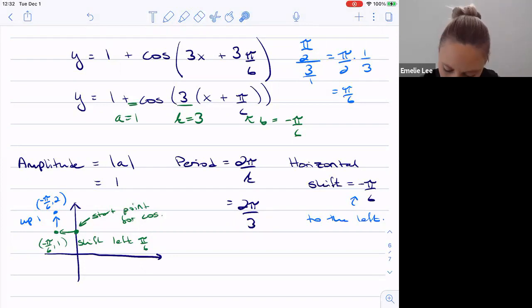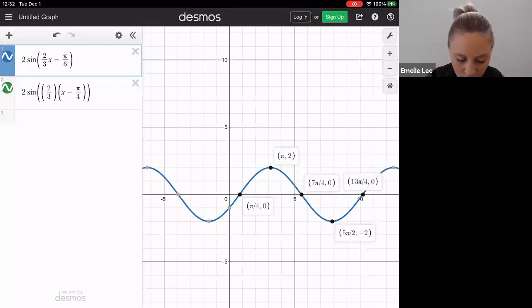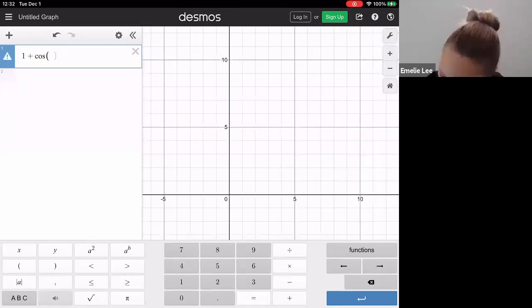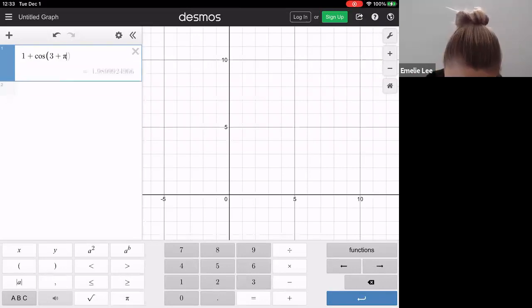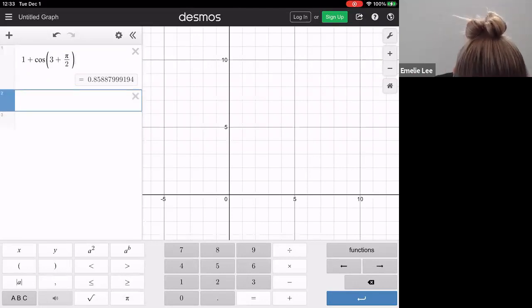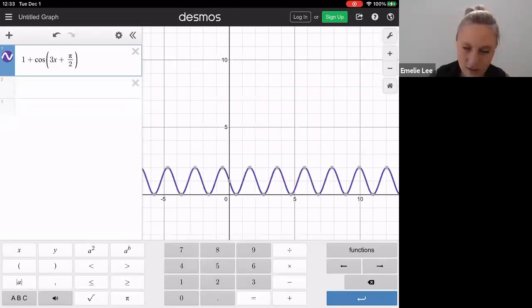Right, so let's see what it looks like in Desmos. Again, I'm going to graph the first one that I was given, that function, as well as the one that I worked out on my own, just to make sure they're the same. So we have 1 plus function cosine 3x plus pi over 2. That's the function I was given. Why is it doing that? Oh, because I didn't do an x, 3x, there.